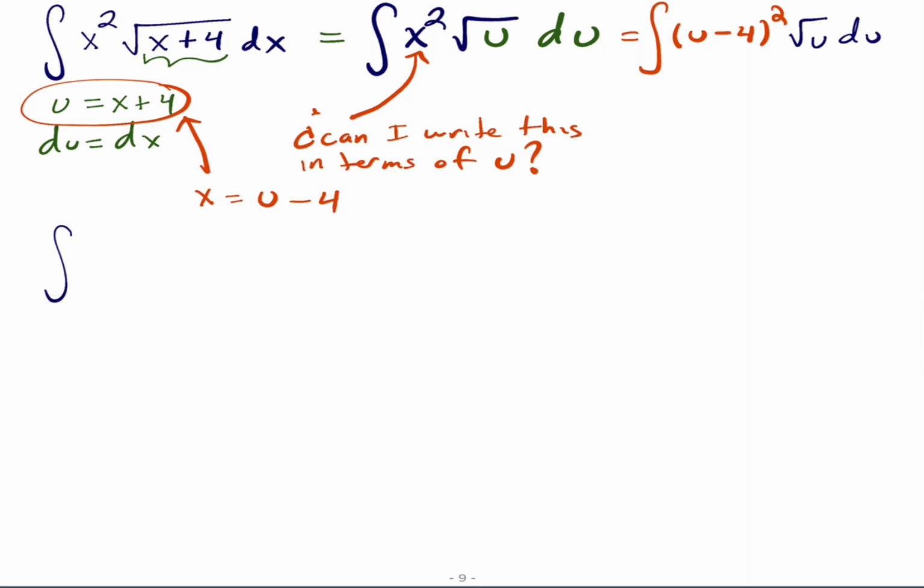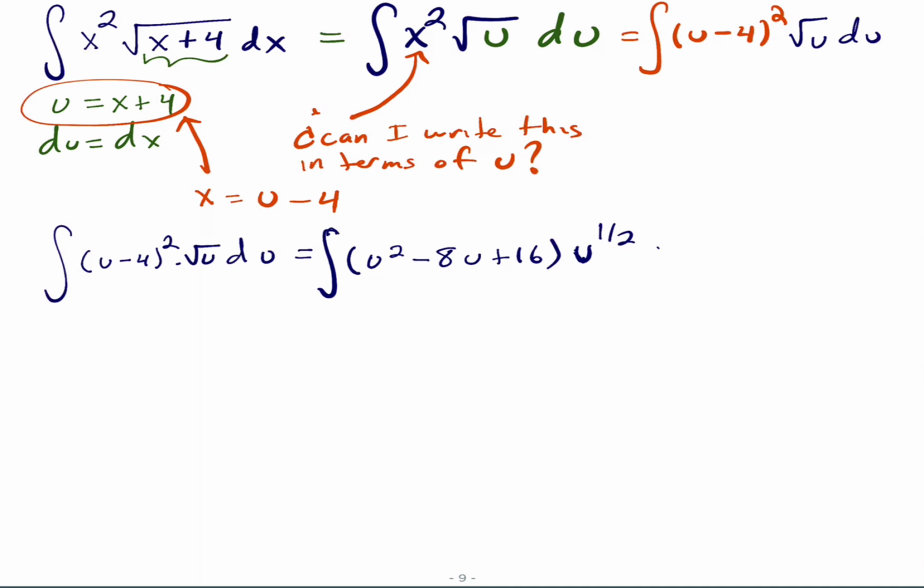Because, let me write it down again. So (u minus 4) squared, square root of u. If you look at it quickly, it kind of looks the same as the original one, but it's not really, because what can you do with (u minus 4) squared that you couldn't do with the square root that you originally had? Yeah, you can FOIL it out, right? So (u minus 4) squared is the same as u squared minus 8u plus 16, times square root of u, or let's just write it as u to the 1/2. And then you can distribute the u to the 1/2 in here, right?